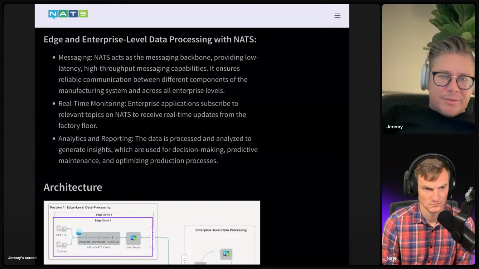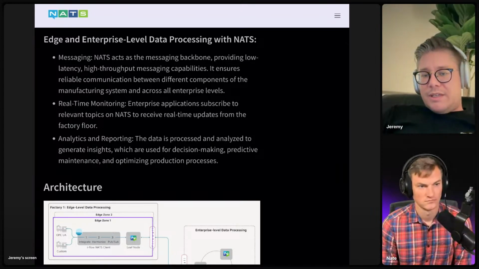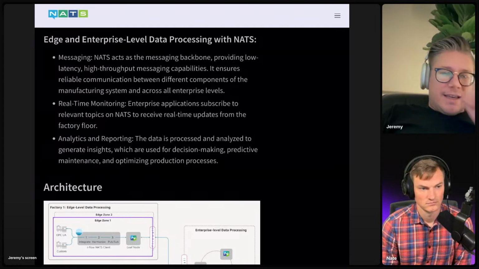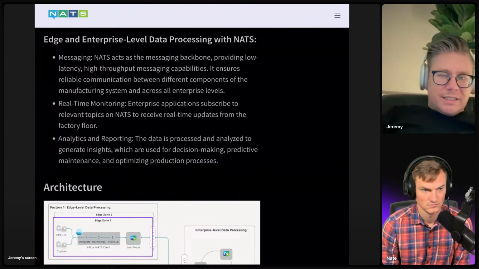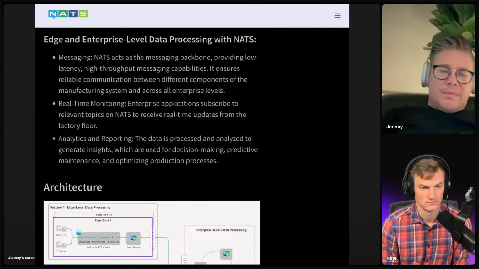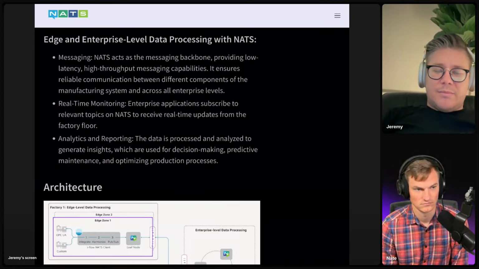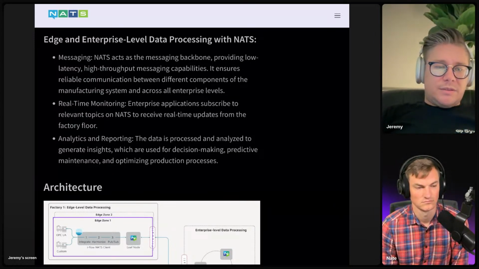Real-time monitoring. Enterprise applications subscribe to topics on NATS for real-time updates from the factory floor, which is super cool because not only are you able to collect all this data, but you're able to respond to it. And then analytics and reporting. They synthesize the data, push the relevant stuff up to the cloud, and then they can use that to re-optimize the production process, which is super super cool.